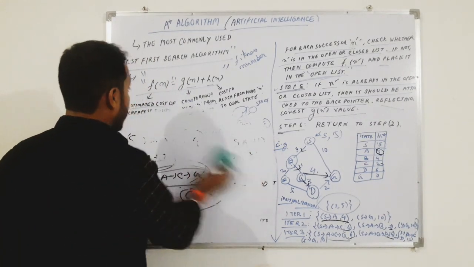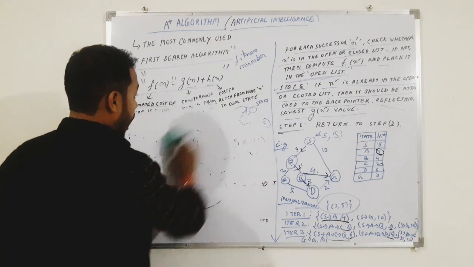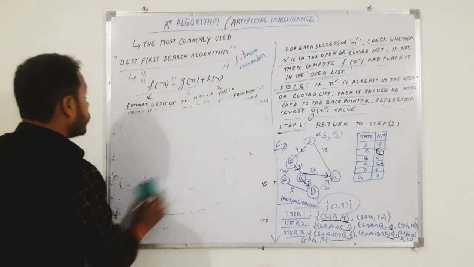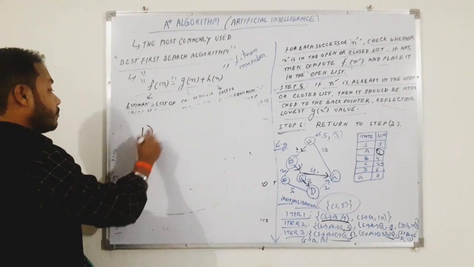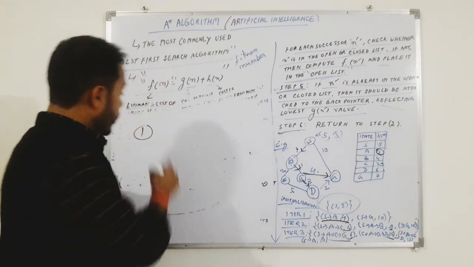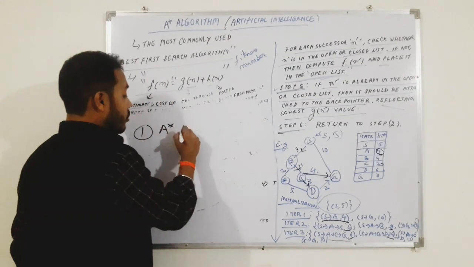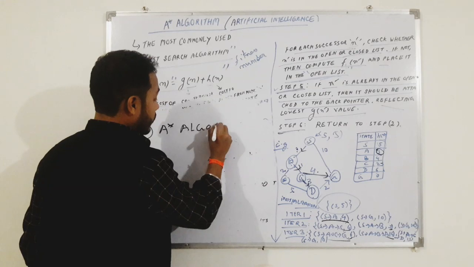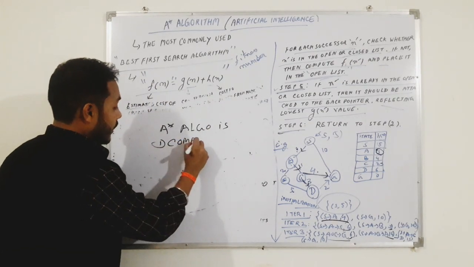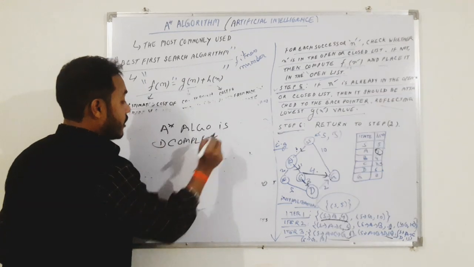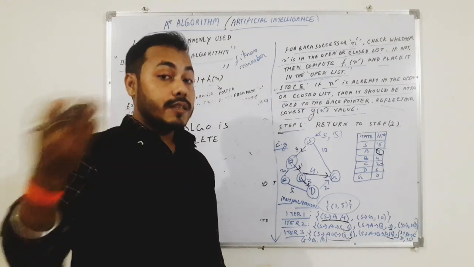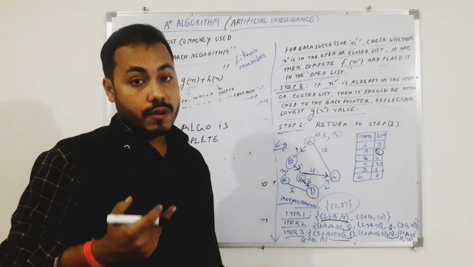We have covered a numerical problem also, and some other important facts that I want to tell you about the A star algorithm is that the A star algorithm is complete by nature. You may note it down. A star algorithm is complete. Can you tell me what it means to be complete? Of course, if you have attended my previous lecture, you can easily answer this question.